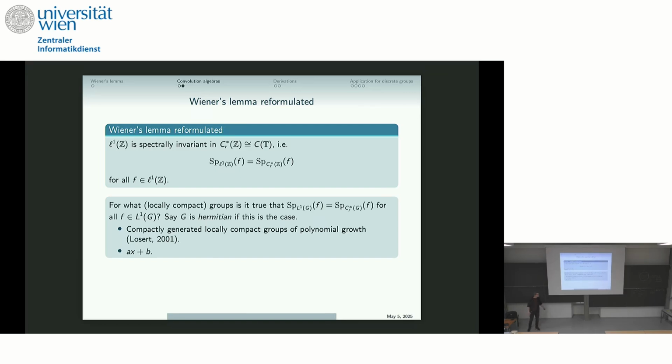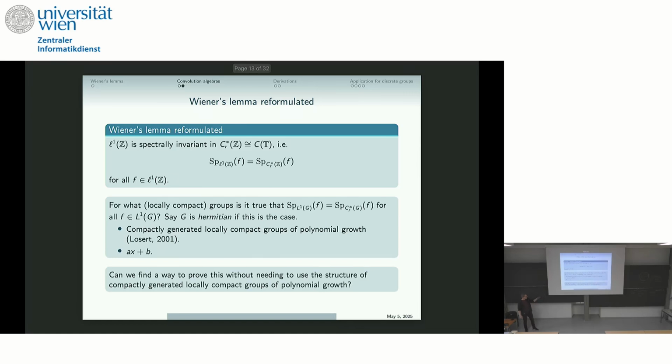Now, the proof for groups of polynomial growth really hinges on understanding that these groups have a certain structure. You understand a lot of the structure of these groups. I will not make the same claim in the other cases I mentioned, groupoids and quantum groups. I don't want to carry that proof over to those settings. So the question I set out to answer today is, can we find a way to reprove Losert's result without needing to use the structure of compactly generated locally compact groups of polynomial growth? And I'll tell you exactly how to do that.